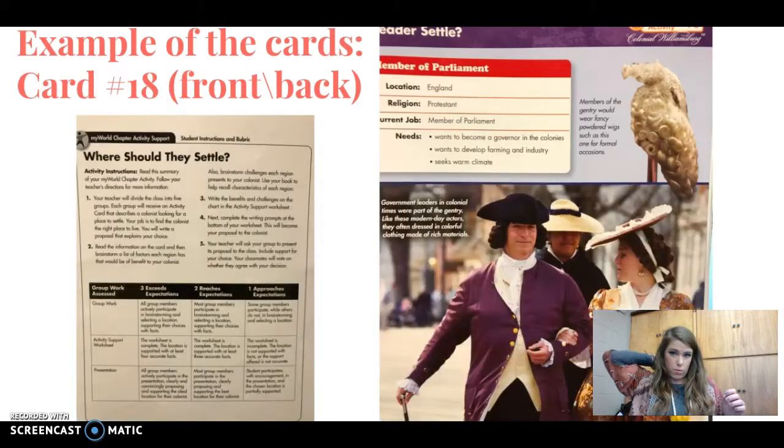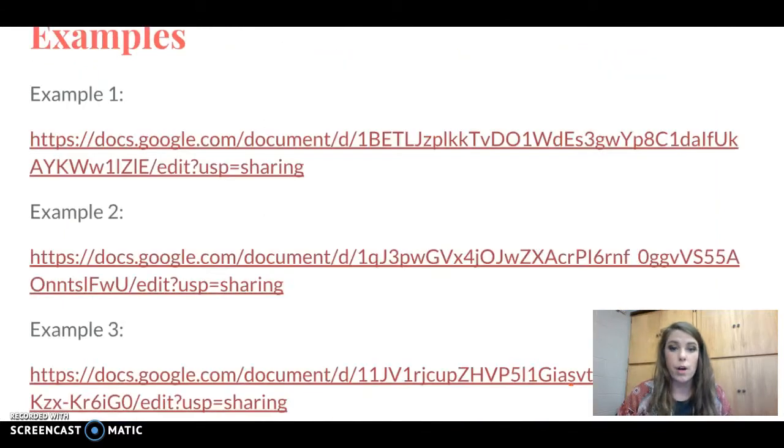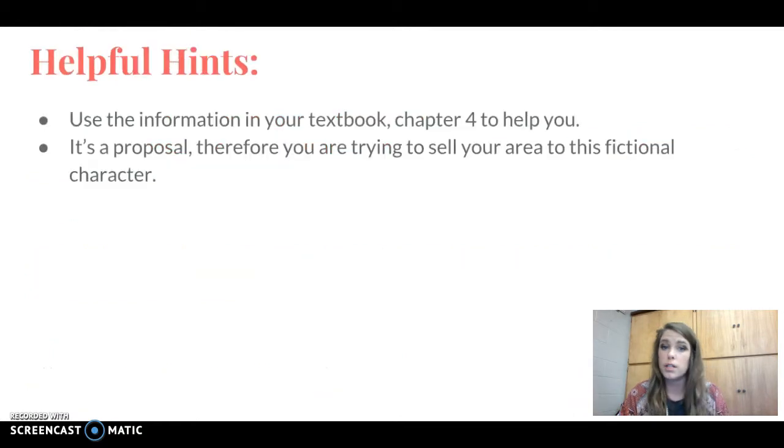Here is an example of what the card looks like. On this left picture is where they would settle at the back. This is card number 18, and that's what that looks like. This is the worksheet that's being filled out. Here are some examples of other projects that have been done in the past, just for a little idea. Some helpful hints. Use the information in your textbook. Chapter 4 is so helpful. And like I said before, it's a proposal, so you really have to sell your area to your fictional character.